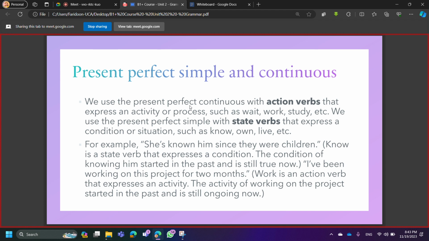Okay, so now coming to a difference between them. We use the present perfect continuous with the action verbs that express an activity or process, such as wait, work, study, and etc.